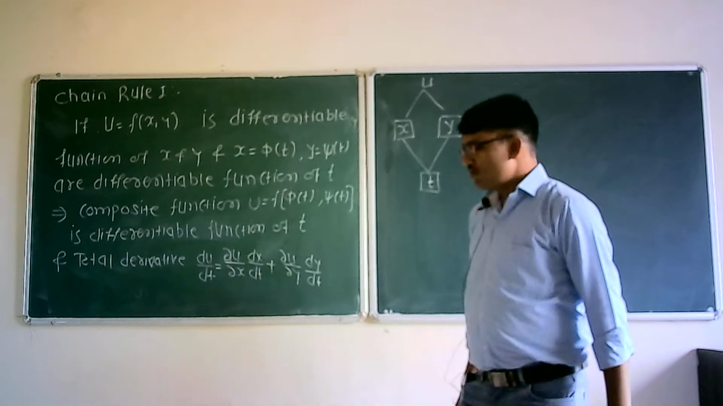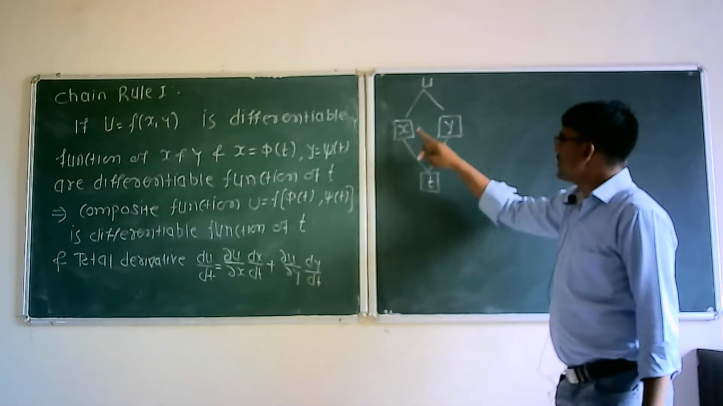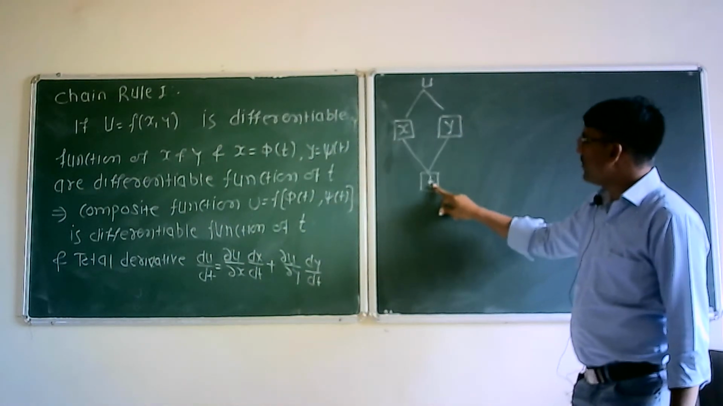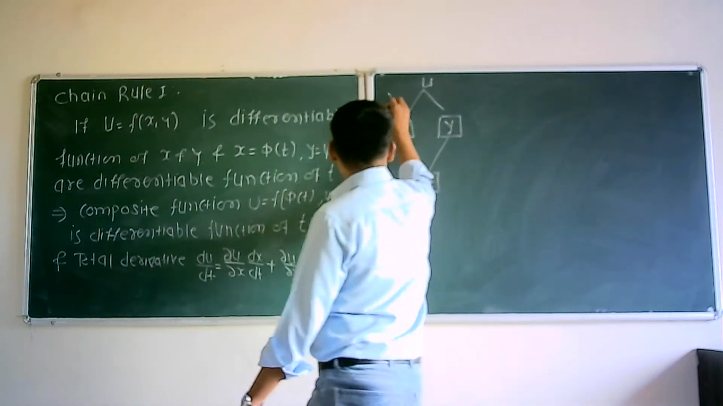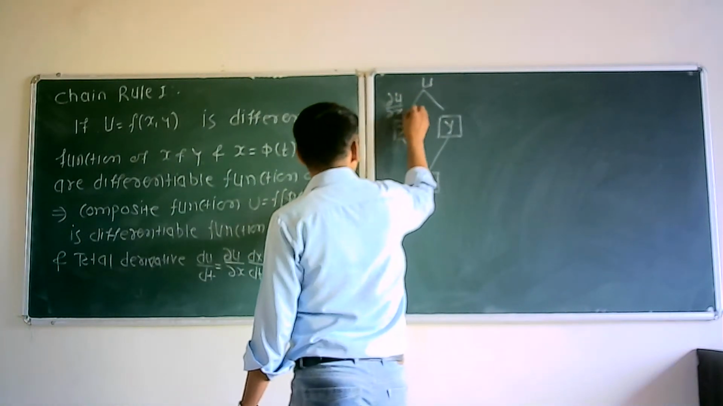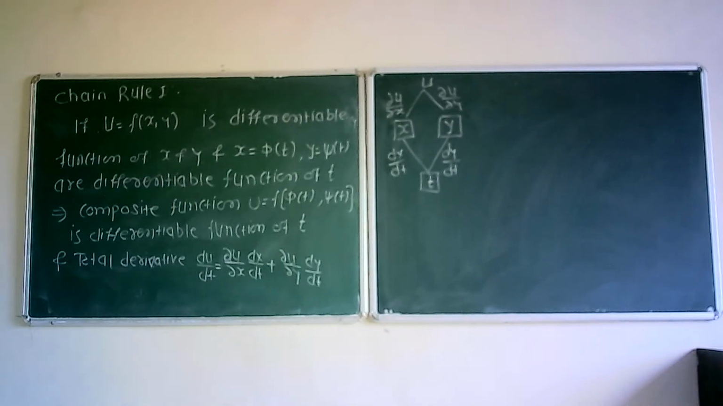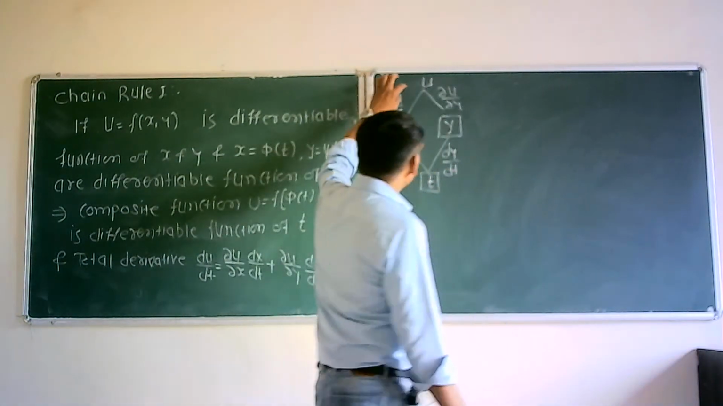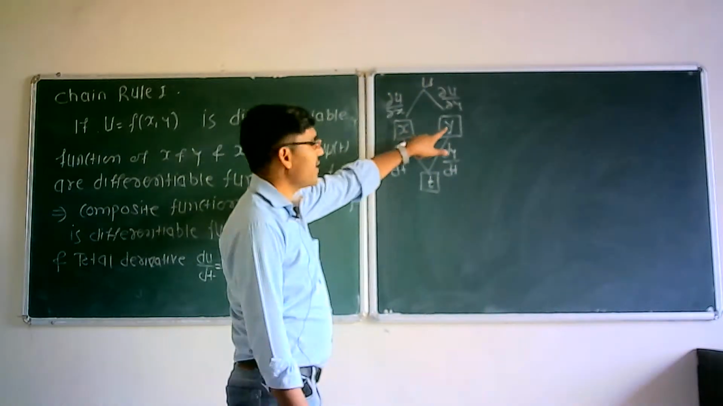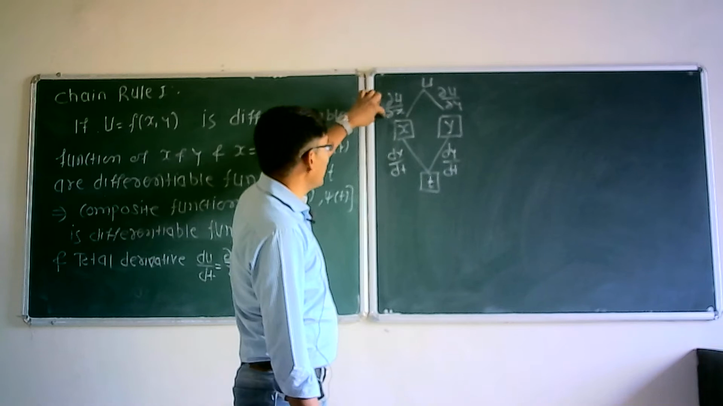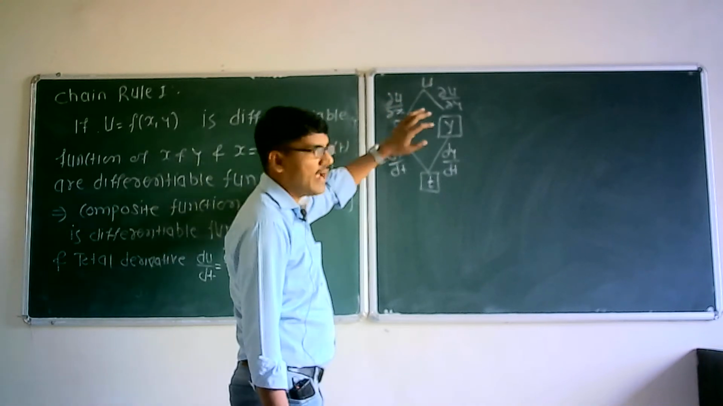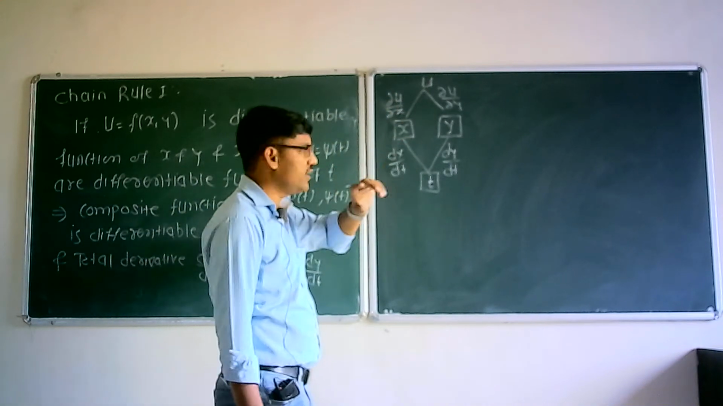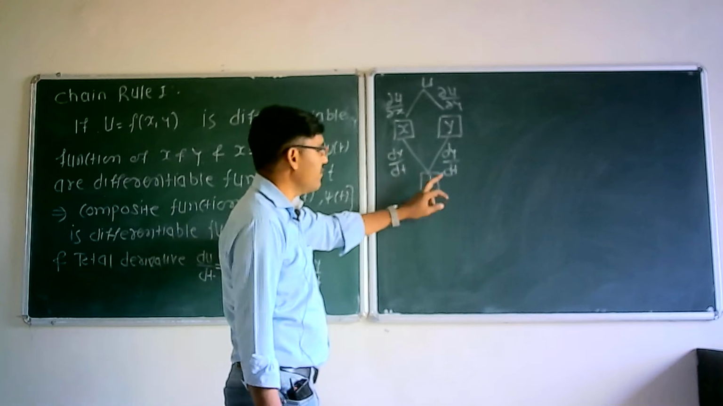So u is a function of x and y, and x and y are functions of t. So here, u is a function of x and y, so we have partial derivatives del u by del x, del u by del y. But x and y are functions of t only, so dx by dt and dy by dt.